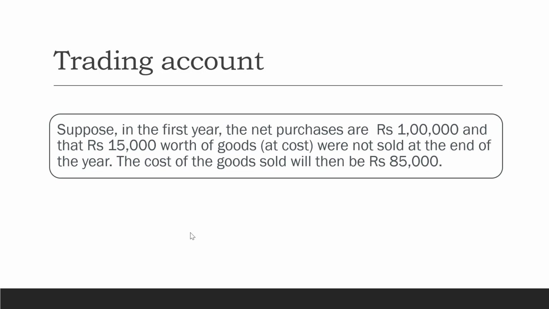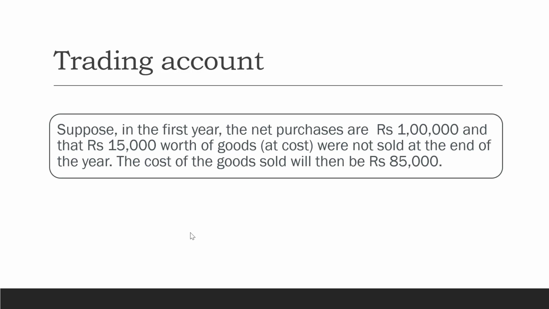Now assume that you are a trader, so you bought some goods. Your net purchase is 1 lakh. Why are we saying net? Because you may buy something and you may also return something. Some goods may come to you, but you may not find them proper, so you can send them back to the supplier. So net purchases means what you have actually purchased, net of anything which you have returned back to your supplier, which were not of good quality. Or you had not ordered and he has supplied you more, so you return them. So the net purchases you made was 1 lakh.